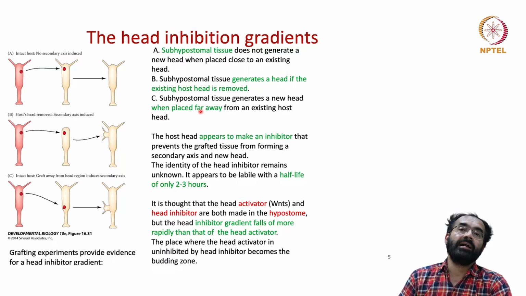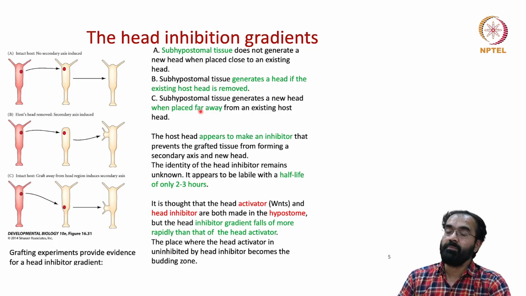It is just like in a lion pride. If one male lion is there, it does not want one more male lion to come, either from within the pride or from outside. So they will fight. One pride needs only one lion. Rarely two will be there, which will mainly be brothers. So the host head appears to make an inhibitor that prevents the grafted tissue from forming a secondary axis. The identity of the new head inhibitor remains unknown.